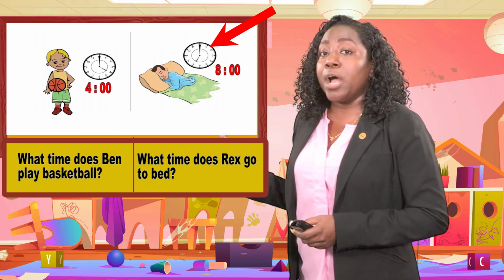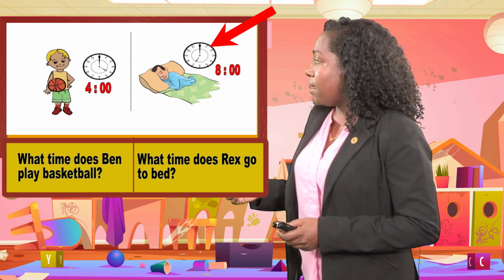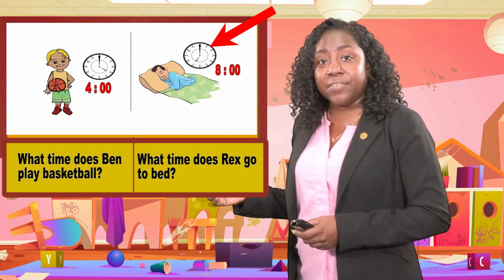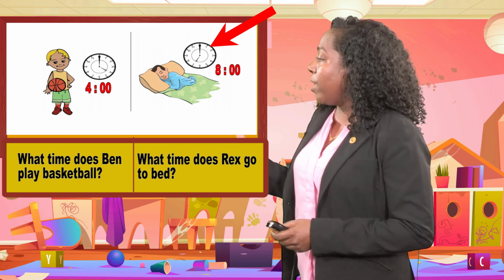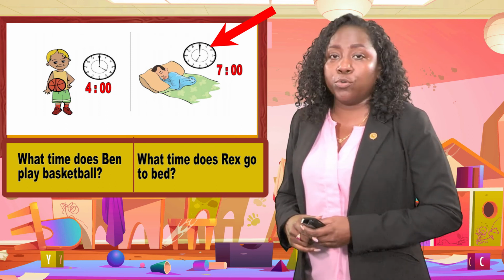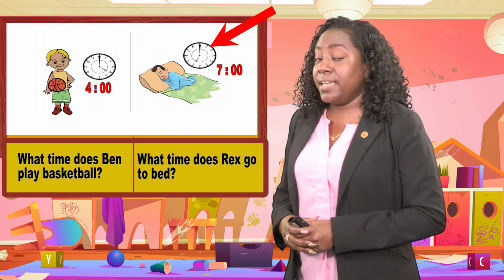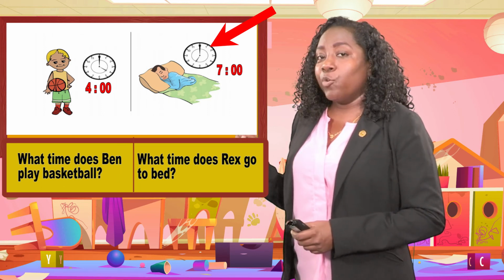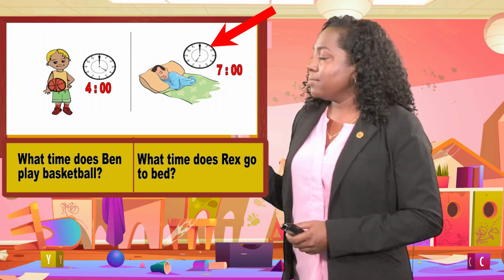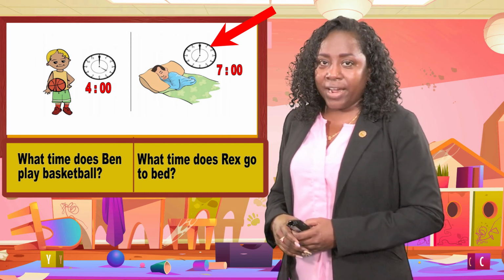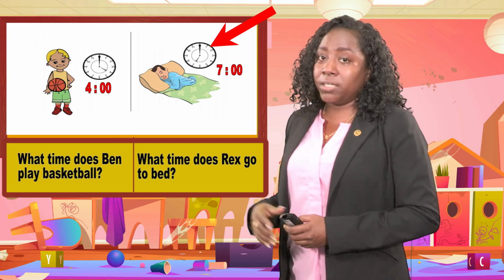Look to see where the hour hand is pointing. I can see it's pointing to the number 7. So therefore, Rex goes to bed at 7 o'clock and not 8 o'clock. See, you have to pay attention. Rex goes to bed at 7 o'clock. All right? So we need to write 7 o'clock at the bottom. Learning time is very simple and easy. Once you learn how to read the time on the hour, after that, you can learn how to read time by the minutes, even by the seconds.